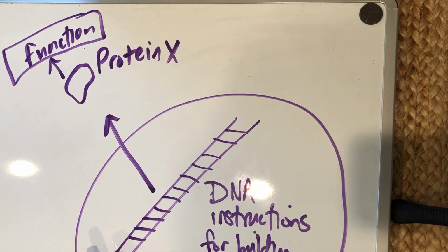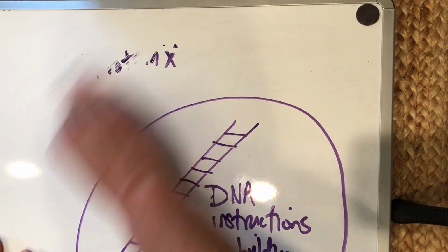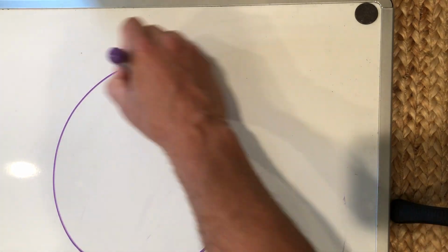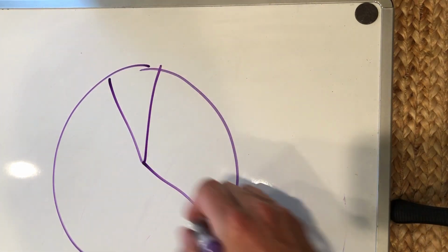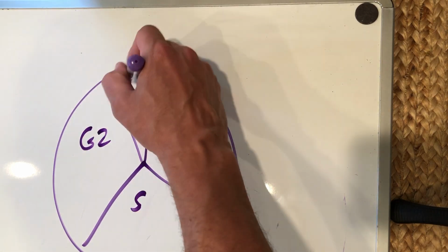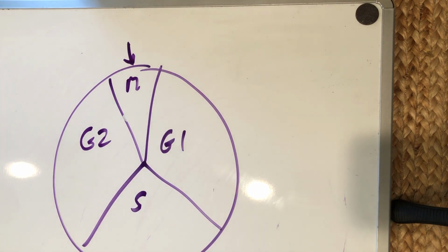And one of the things that proteins do is they control the cell cycle, right? So remember this drawing here. I'm just going to quickly draw the cell cycle diagram. Again, this circle here is not a cell itself. It's just a diagram, a little pie chart diagram. We've got our G1 phase. We've got our S, our G2, and our M phase. This is our cell division, where the cell divides.